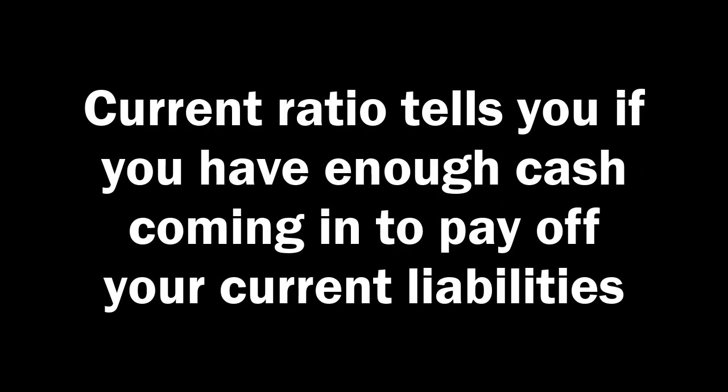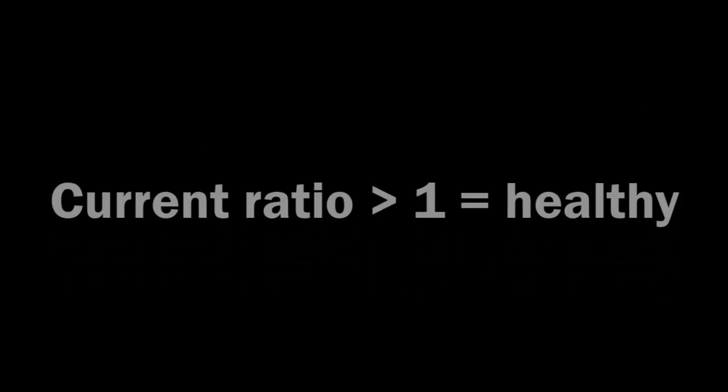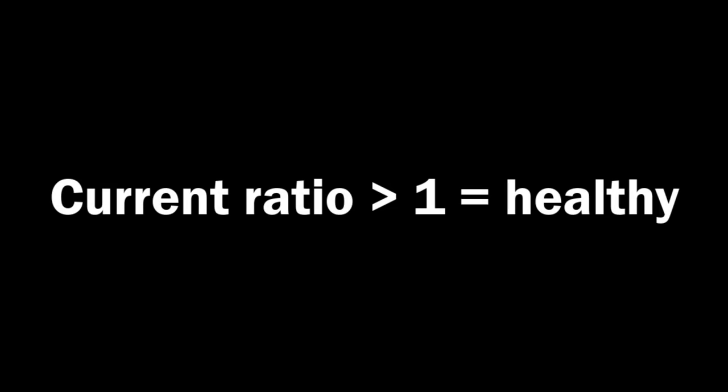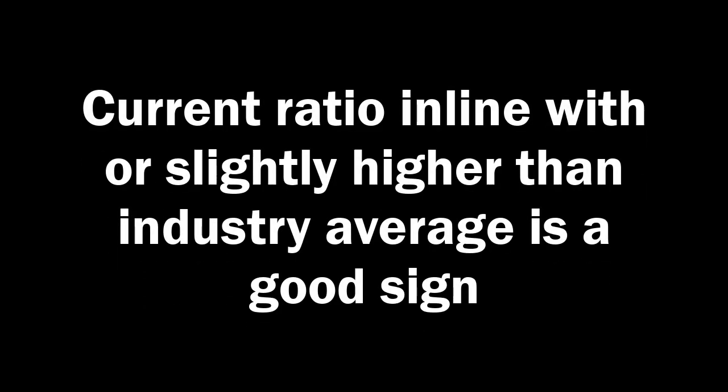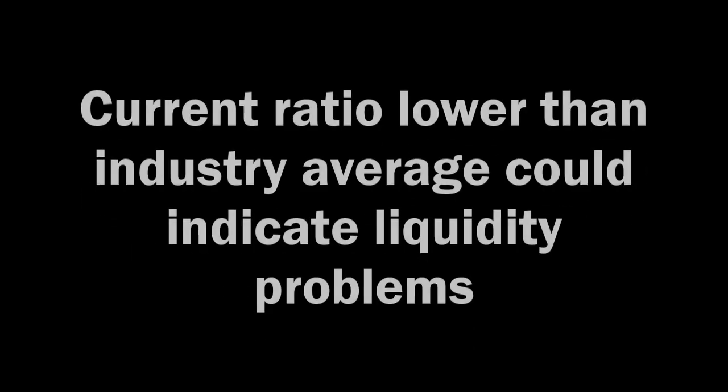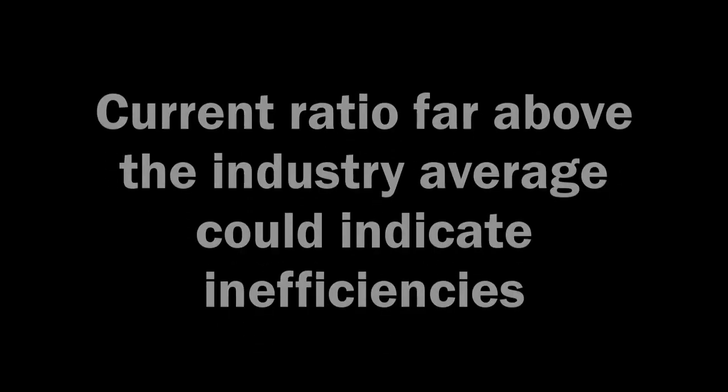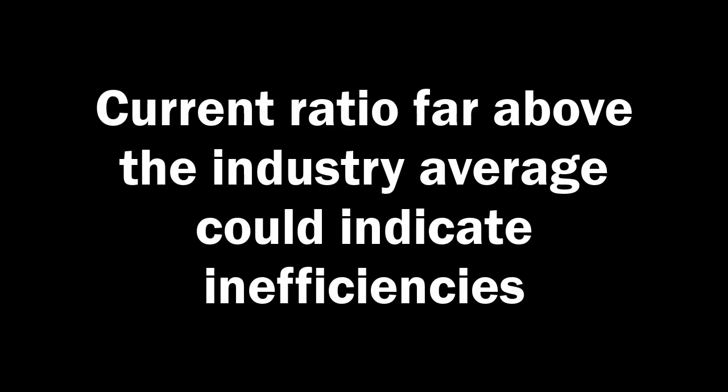The current ratio tells you if a company has enough cash coming in over the next 12 months to pay off its current liabilities. Generally speaking, a current ratio of 1 or more is considered healthy, but this will vary by industry. A current ratio that is in line with, or slightly higher than, its industry average is considered a good sign. A current ratio lower than the industry average could indicate liquidity problems. A current ratio far above the industry average could be a sign that management is not using their assets efficiently.